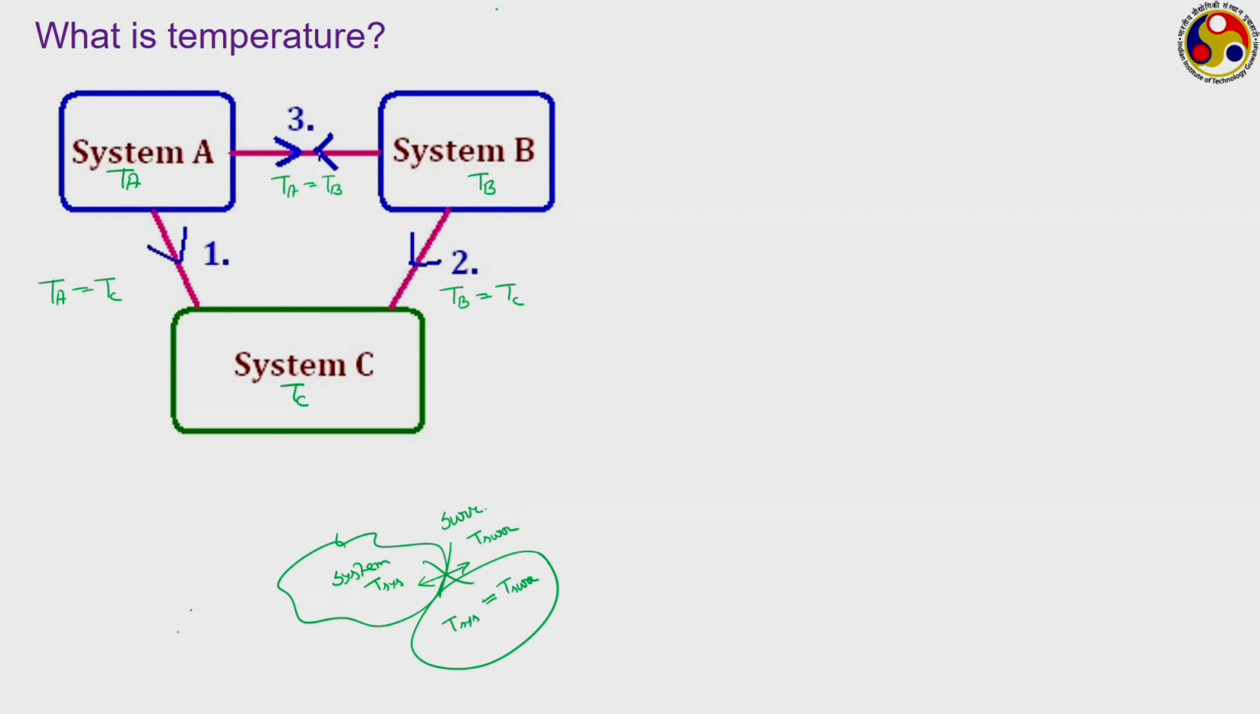So temperature is the property which must be equal between two systems, or between a system and its surrounding, in order to have thermal equilibrium between them, so that there is no heat transfer at all.